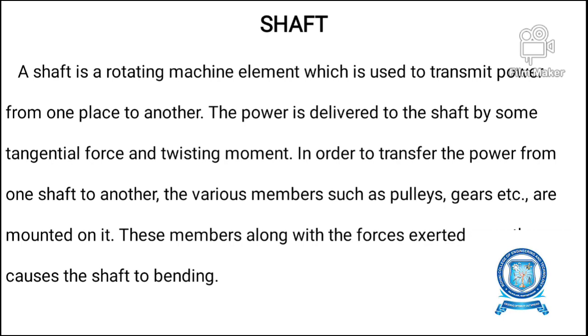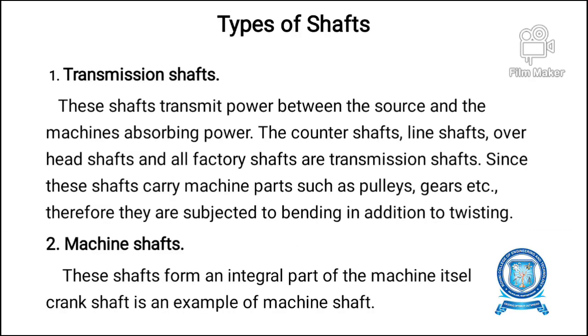How is the power delivered to the shaft? The power is delivered to the shaft by some tangential force, axial movement, and twisting movement. In order to transmit power from one place to another, the various members are mounted on it, such as gears and pulleys. These members exert forces upon each other. This causes twisting and bending moment on the shaft.